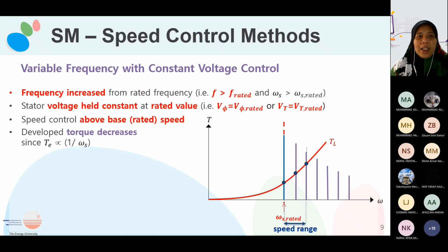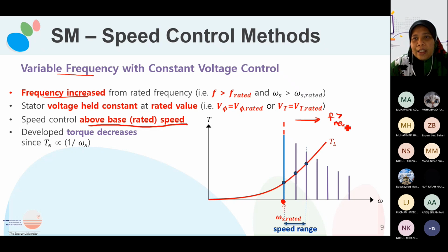Okay, this is suitable for the operation above the rated speed. Okay, this is omega rated. If you want to increase the operational speed of the motor, you must apply the variable frequency and constant voltage control. In this case, the frequency is increased. Kalau ke arah kanan, the frequency is increased. And now the new frequency is greater than the rated frequency.